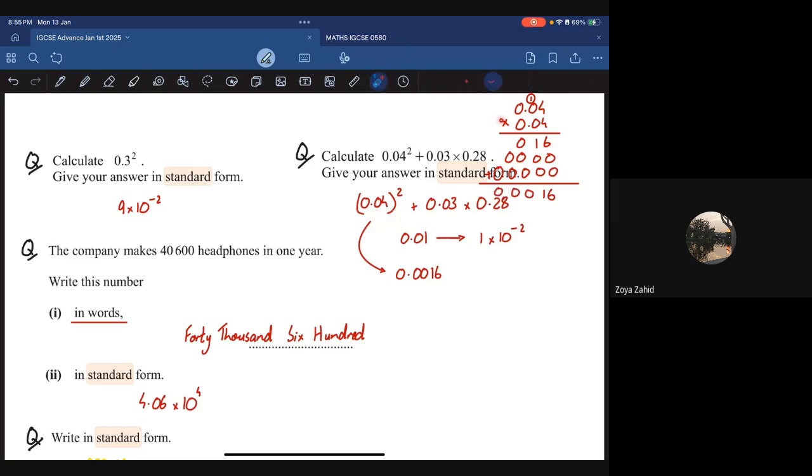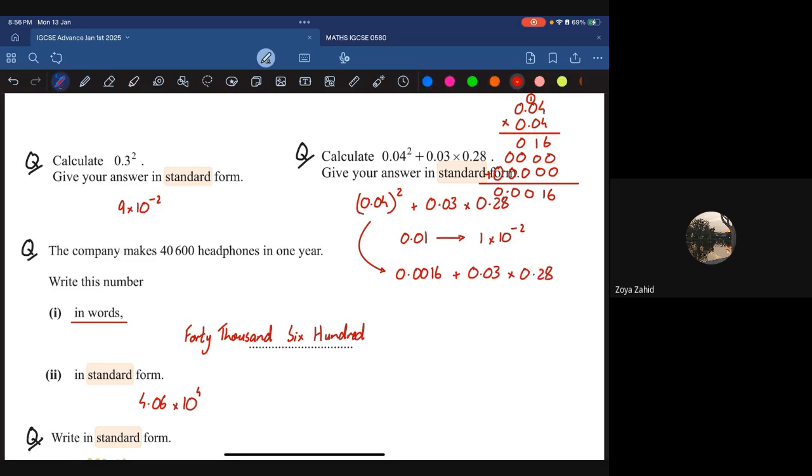Zoya, what do I do? Whenever you're multiplying with a decimal, whatever decimal power it is, you simply add it to your product. So these are 2 decimal places, so your product is going to be 4 decimal places. Therefore, it's going to become 0.0016. Now, the rest is written as 0.03 times 0.28.